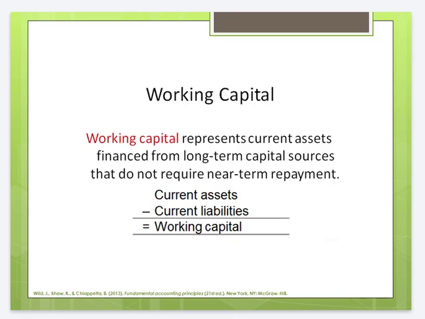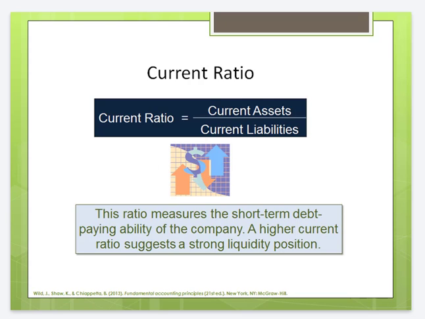the working capital. Current ratio is very similar to working capital, except this time, instead of taking current assets minus current liabilities, we're going to take current assets divided by current liabilities.